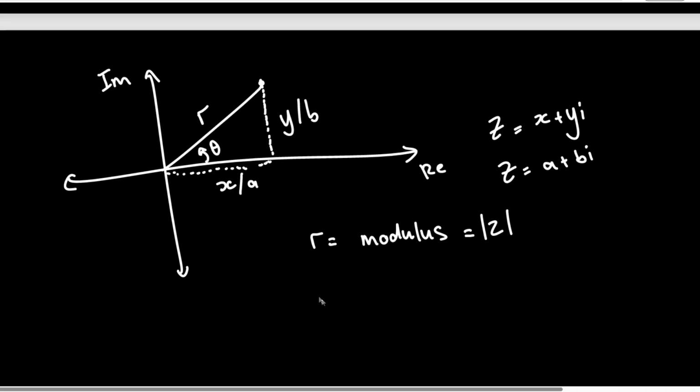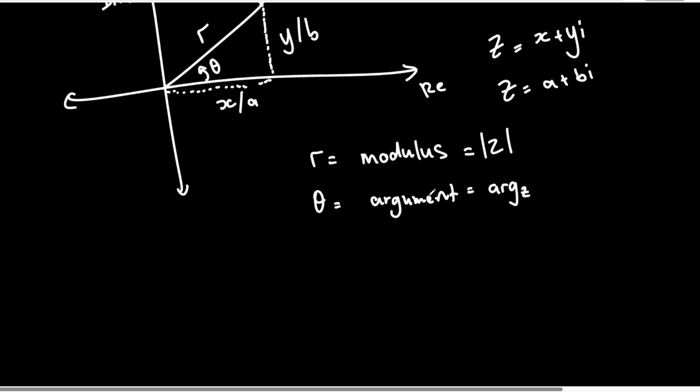Theta, however you want to pronounce it, is known as the argument. Or you can literally just think about it as an angle. This also has the name, the argument of z. So those are the very important concepts we need to know. Okay.